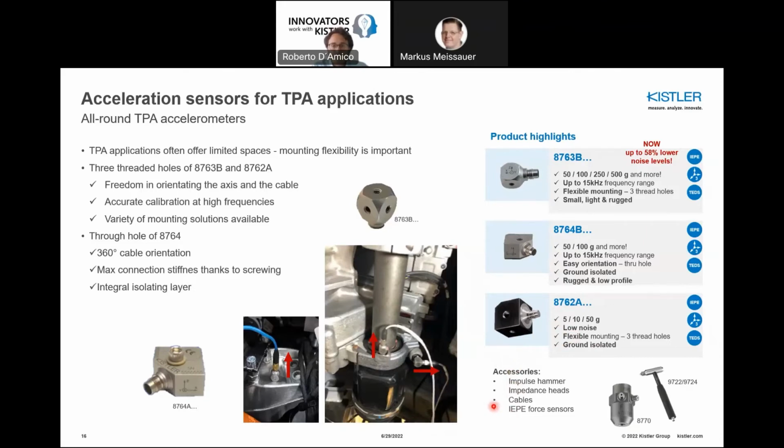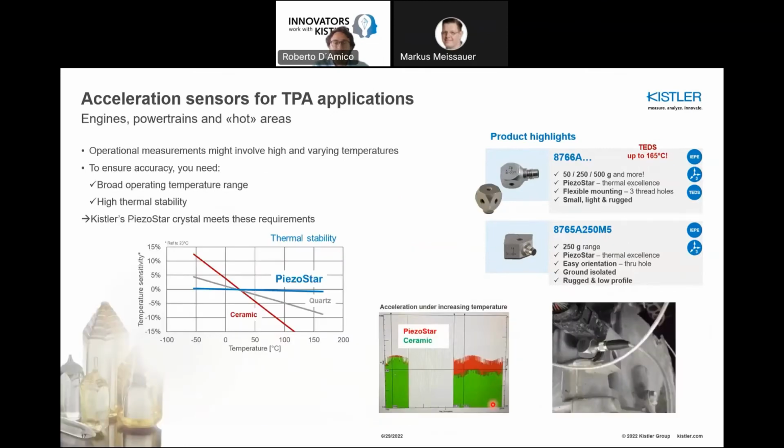Then I wanted to talk to you also about applications in hot areas. And here, what Kistler has to offer is the piezo star crystal. Now, piezo star crystal is a proprietary technology of Kistler. We do produce this crystal only in our production laboratories, and it differs from industry standard sensing elements like ceramic or quartz in certain characteristics, which also make piezo star suitable for high temperatures.